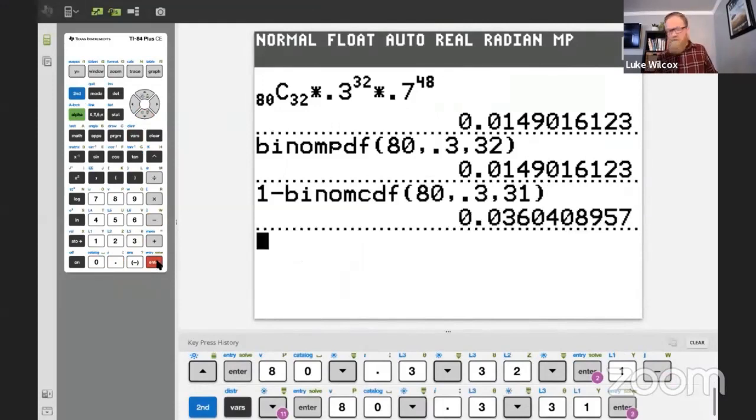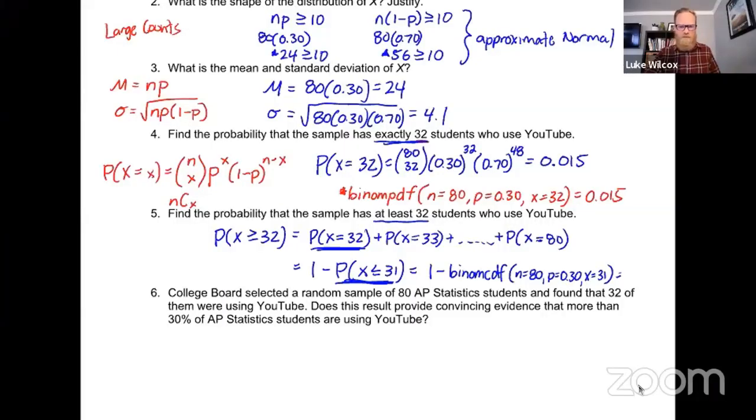And we are going to get an answer here of 0.036. 0.036 is our answer here. So let's jump back into the activity and fill in our answer there. And then we've got one last question to fill out for this binomial distribution.